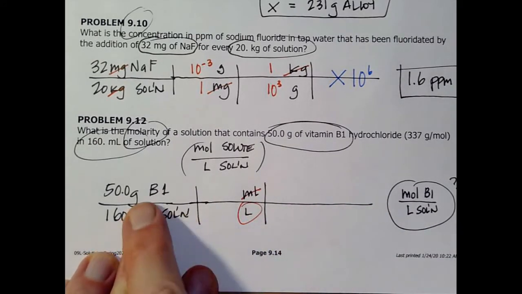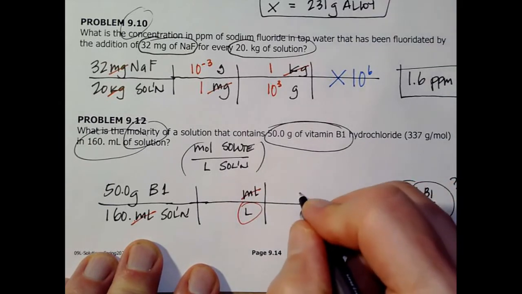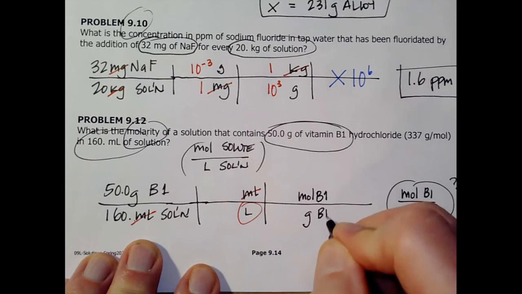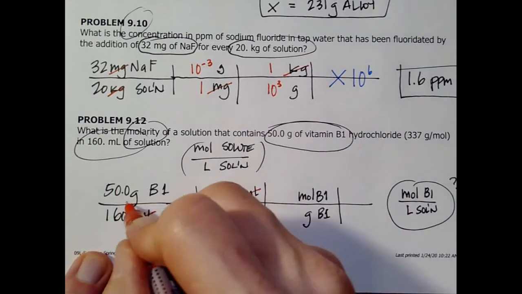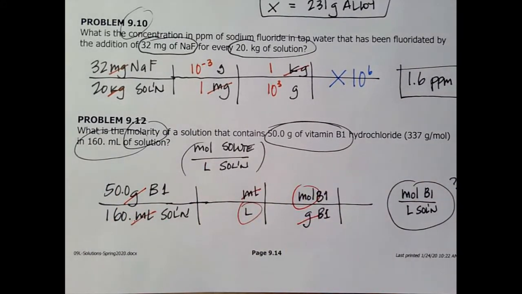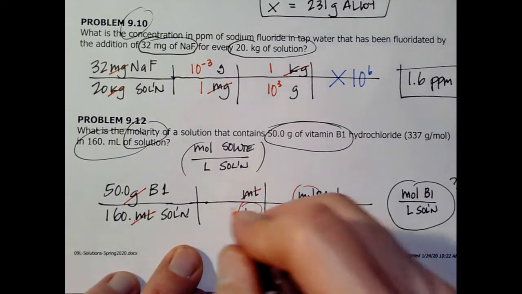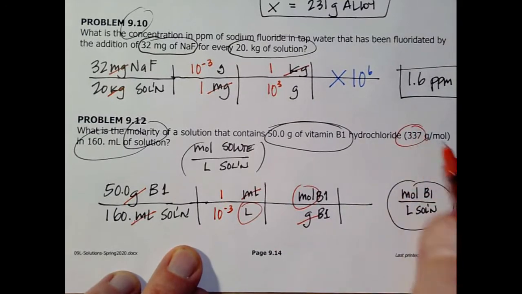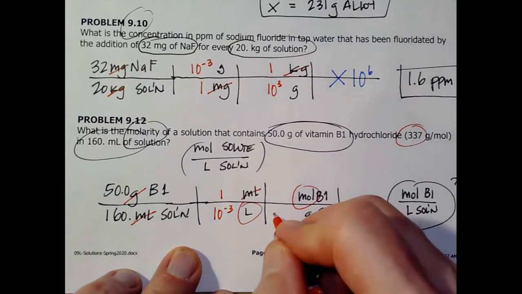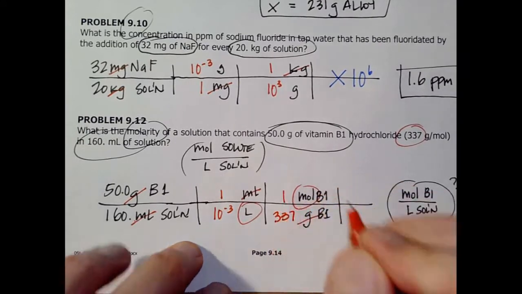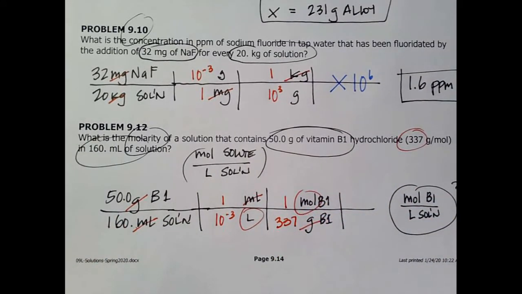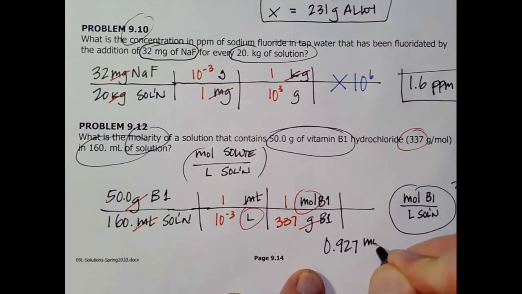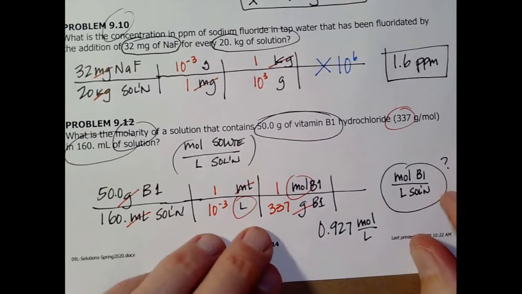I don't want grams, I want moles. I might go, well, moles per gram. B1, B1. Grams cancel, and then I have moles per liter. Now again, 10 to the minus 3 and 1. And we've been given the molar mass right there, so that makes our lives a little easier. 337 for B1. I do all this math, and I get 0.927 moles per liter.